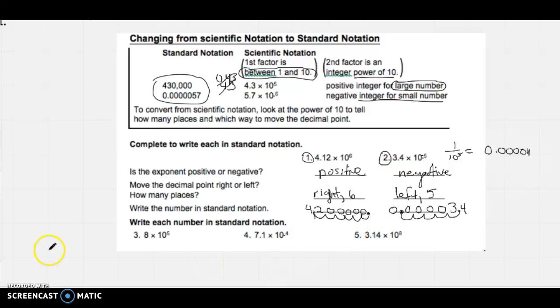Hope you enjoyed. We're going to move on to the next one. Please do these practice problems on your own, those 3 practice problems. And number 4, this is a negative number. Okay, that's a negative 4.